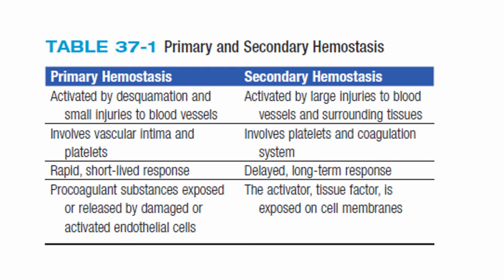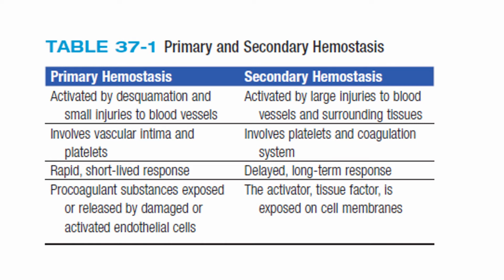Okay, so this table would further show us the difference between primary and secondary hemostasis. We can see how they are activated. So simple injuries, small injuries lead to primary hemostasis. If it's larger, involving the large blood vessels and surrounding tissues, then that would stimulate the activation of the secondary hemostasis. For primary hemostasis, it is mainly the blood vessels plus the platelets. It is rapid acting but short-lived.